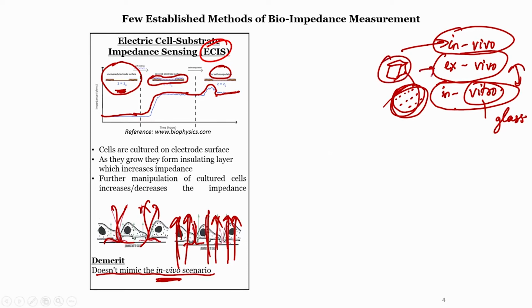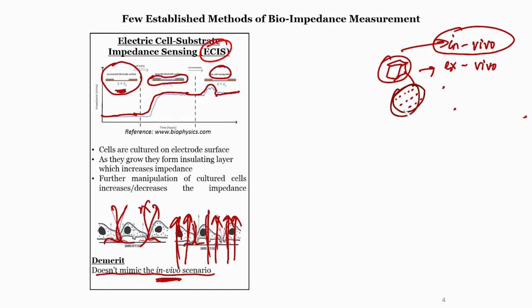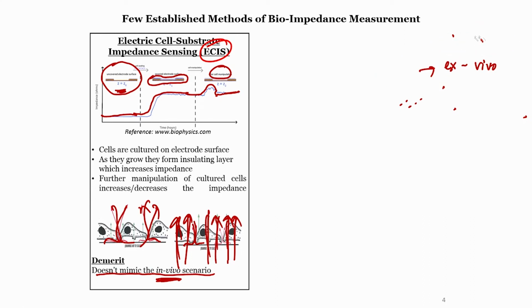Okay. So I think it is clear for you, in vivo, ex vivo and in vitro, these are the main 3 types of studies that can be performed. So the ECIS system, as it is very evident, does not mimic the in vivo scenario, right, because it is measuring a two-dimensional layer.